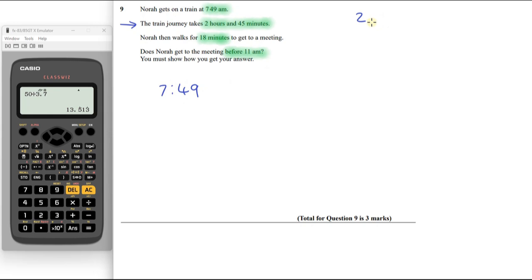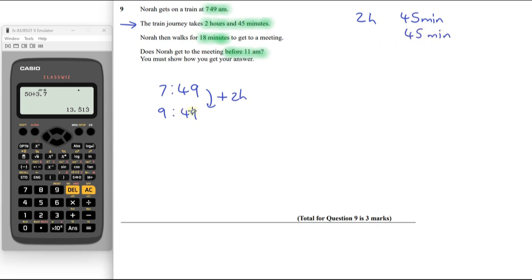So we've got 2 hours 45 minutes. Now, if we add on 2 hours, what's that going to take us to? Well, that's going to take us to 9:49. So now we just need to add on 45 minutes.